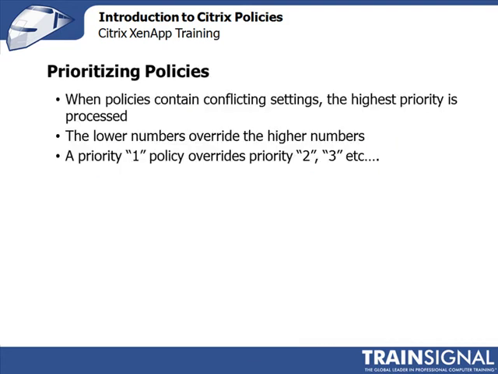Now, from a prioritization perspective, it's very important to know that if you have policies that contain the same configuration settings, the highest priority policy is the one that's going to enforce its settings. When you're giving a priority to a policy, the lowest number is technically the highest priority. So the number 1 is the highest priority you can give to a policy, and everything after that becomes a lower priority. That's very, very important to note. So without further ado, let's jump into the demo portion of this lesson and take a look at policies.